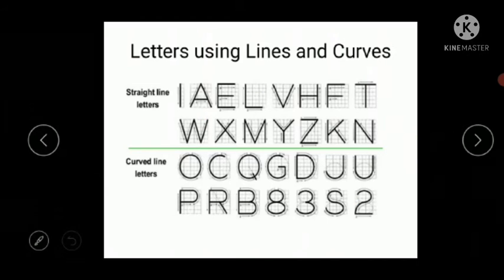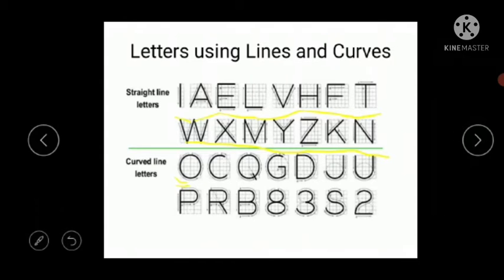Next one, letters using lines and curves. Look at the letters. See, in these letters, we have many straight lines, and some of the letters have curves. For example, I, A, E, L, V, H, F, T. In these letters, we are using straight lines. W, X, M, Y, Z, K and N also use straight lines.